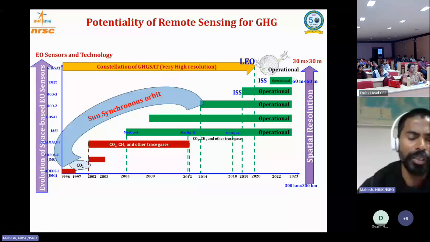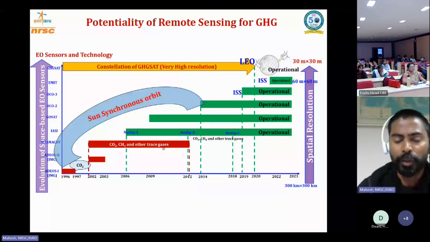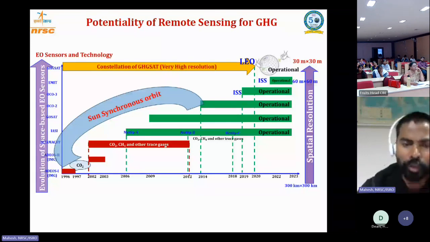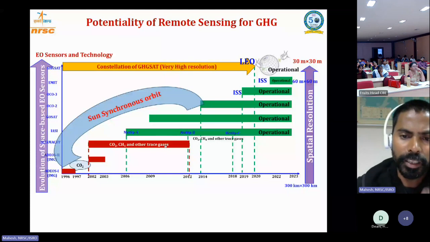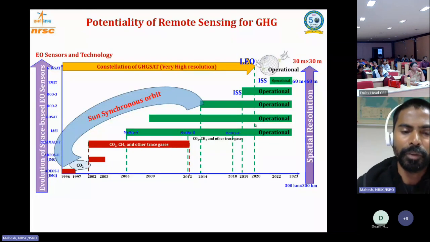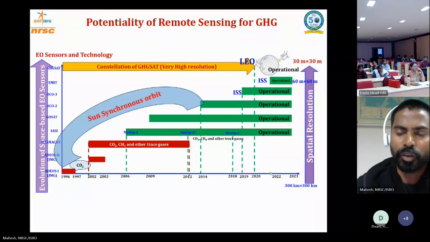So these are the greenhouse gases, CO2, methane, and other related gases like carbon monoxide, nitrous oxide, even pollution parameters like NO2, ozone, sulfur dioxide. These parameters are measured by the different platforms. And today, you see on the right side, the observations have gone from 300 kilometer by 300 kilometer resolution to a pixel size of 30 meter by 30 meter.